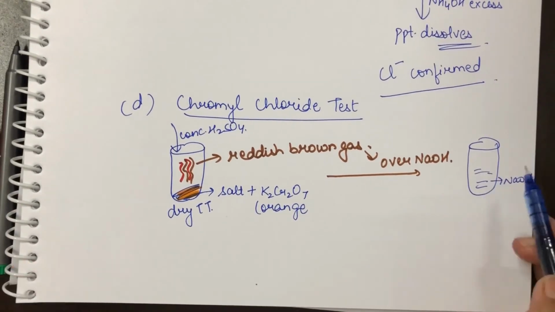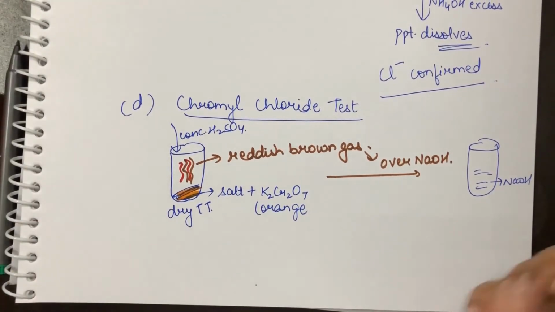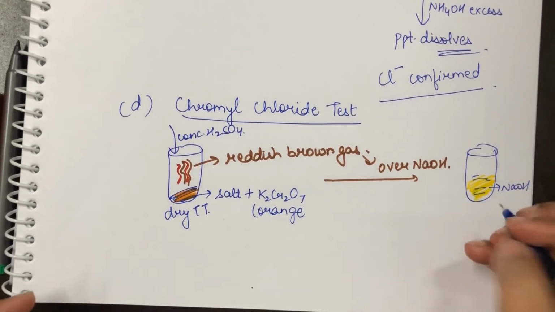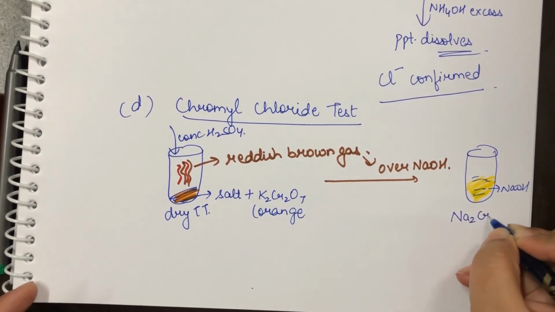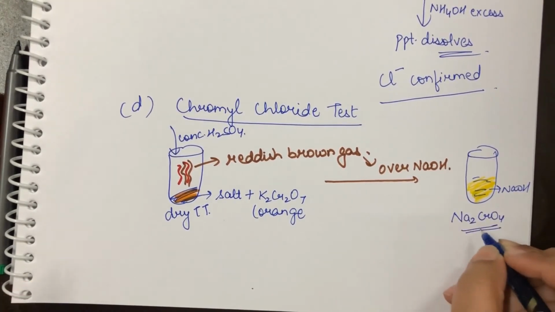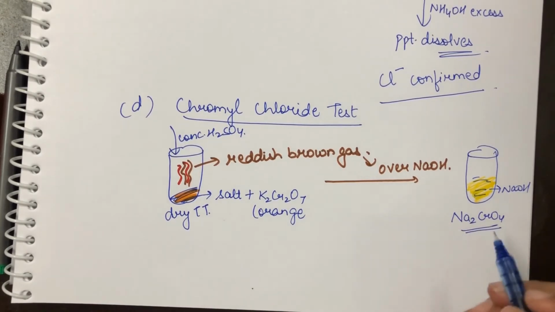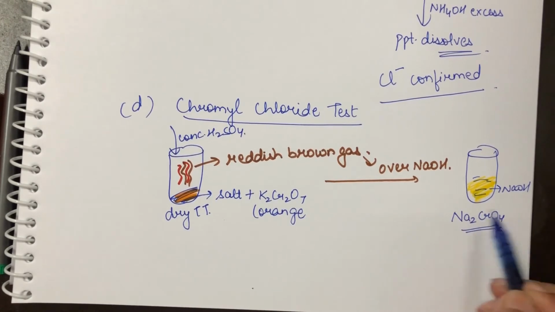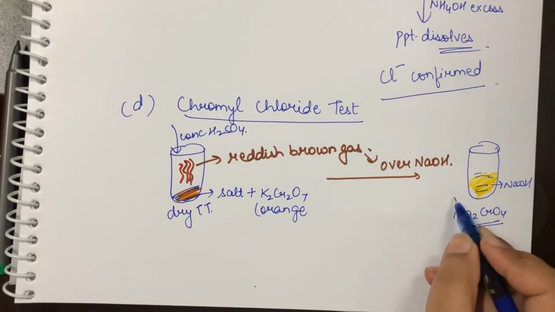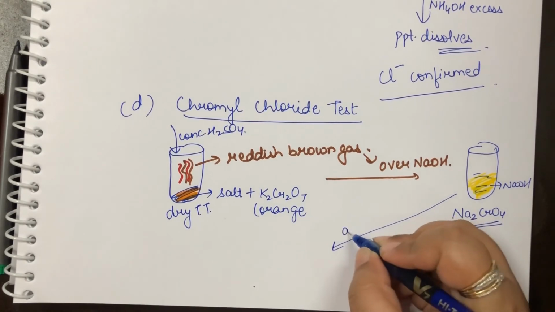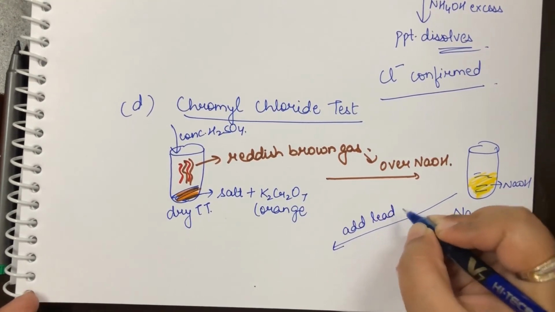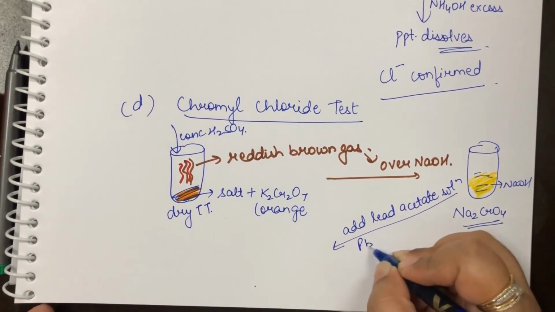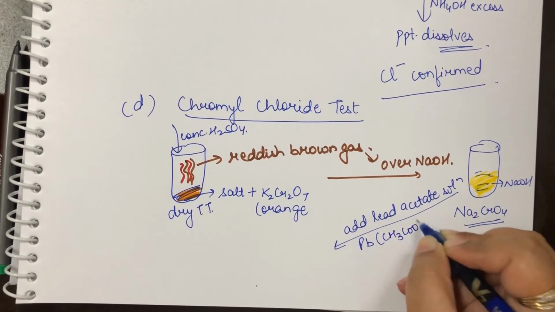Now NaOH solution will turn pale yellow due to the formation of sodium chromate. Please remember, it is not dichromate. Dichromate will have 2 chromiums. This is sodium chromate. Now to this particular test tube only, you will add lead acetate solution. What is lead acetate? It is Pb(CH3COO)2.